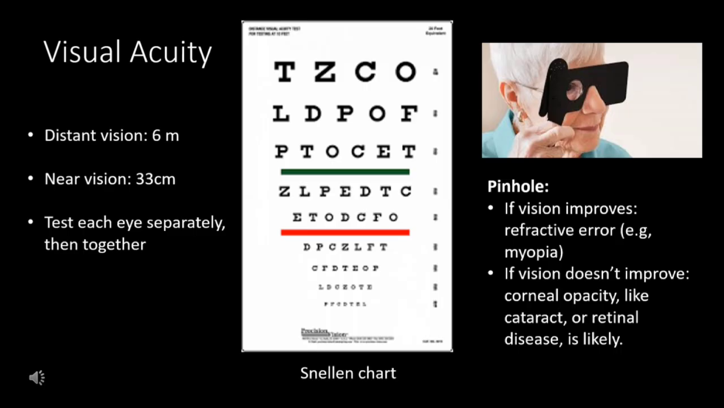Then, if the patient has a problem in his visual acuity, go for the pinhole test. If the vision improves with the pinhole test, it's most likely a refractive error such as myopia or hypermetropia. If vision didn't improve, go for other pathologies such as corneal opacity, cataract, retinal disease, and others.